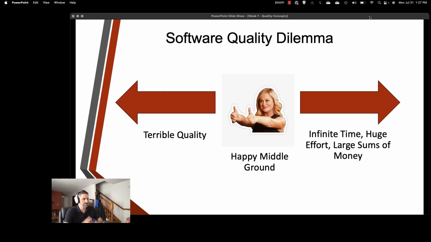All right. Software quality dilemma. If you get terrible quality for your software, no one's going to want to buy it. That's a no-brainer. If you spend infinite time and extremely large effort and large sums of money on your software, it's going to take so long to complete and be so expensive that you'll be out of business. So that really doesn't help. In industry, you want to find that magical middle ground where the software product is good enough not to be rejected right away, but also not the object of much perfectionism, as it would take too long to complete.